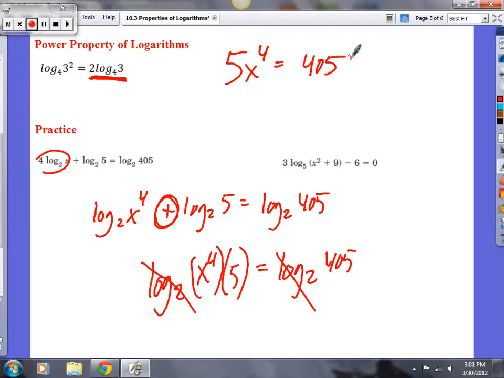Now let's just solve for x. So let's get rid of the 5. Let's divide both sides by 5. Divide this by 5. Divide this by 5. We've got x to the 4th equals 81.